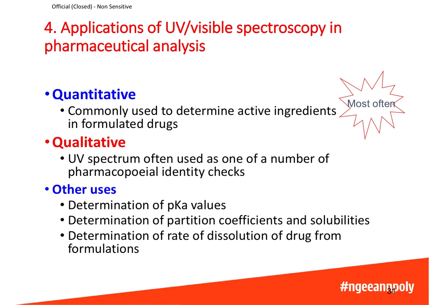UV and visible spectrophotometry have several applications in pharmaceutical analysis. The most commonly used application is quantitative determination of active ingredients in formulated drugs. UV and visible spectrophotometry can also be used for qualitative tests to check the identity of a drug. There are also several other uses of UV and visible spectrophotometry, which I will elaborate on later.